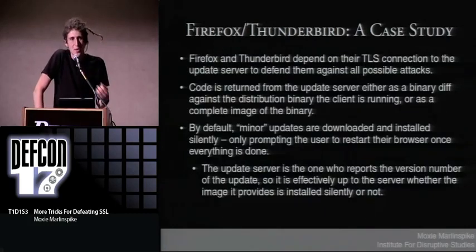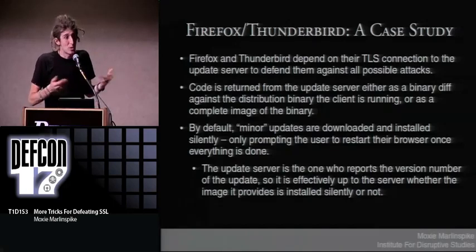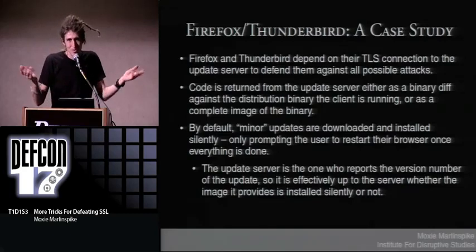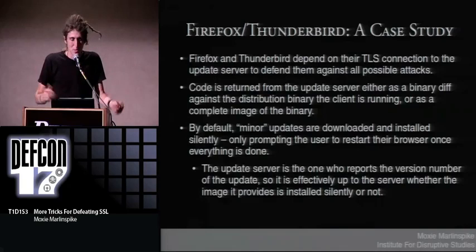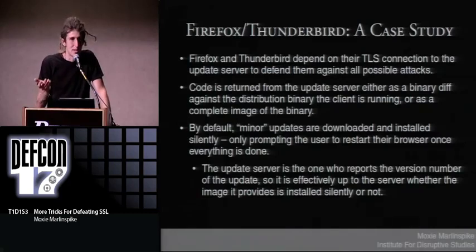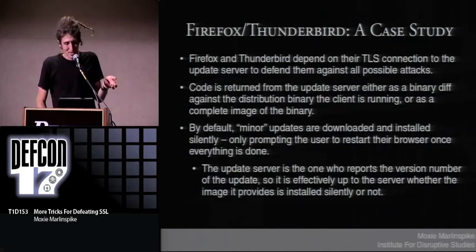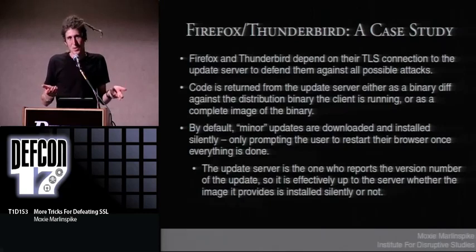The deal is that they depend on their SSL connection for all the security of the system, right? The idea is that since all of this is transmitted over SSL, no one could ever possibly intercept these requests. So we just send this data back through there and everything should be fine. And by default, the minor updates are downloaded and installed silently, and they only prompt the user once everything is done. Once everything has been downloaded and installed, it says, "Hey, we updated your system, restart now." And the interesting thing is that the update server is the thing that reports the version number of the update. So the update server is essentially what determines whether software gets installed silently or not.